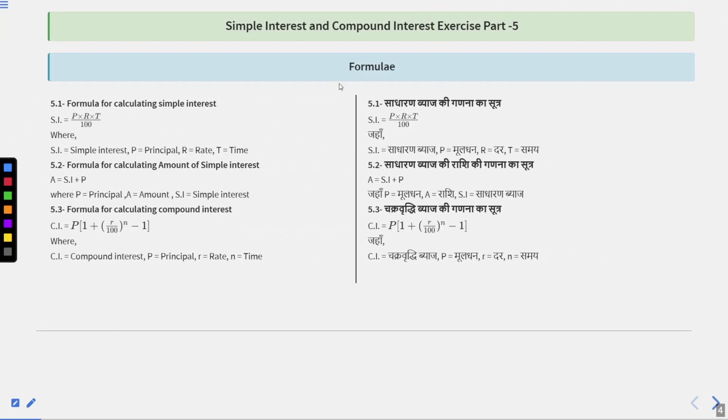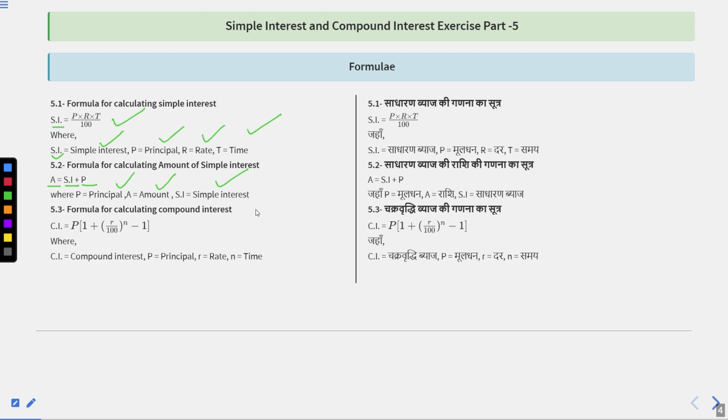Now first see some formulas of simple interest and compound interest. The first formula of simple interest is SI equals PRT upon 100. SI denotes simple interest, P is the principal amount, R is the rate of interest and T is time. How can we calculate the amount when simple interest is given? Amount equals simple interest plus principal amount, where P represents principal, A equals amount and SI represents simple interest.